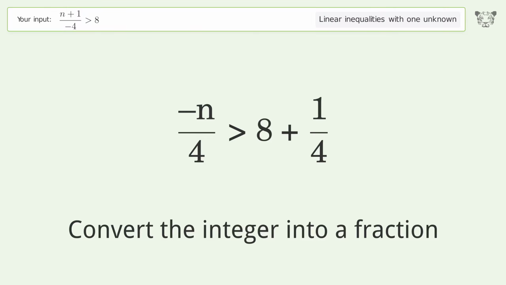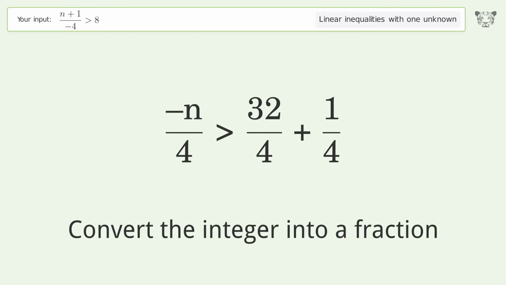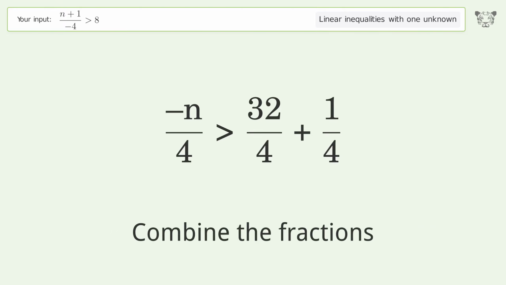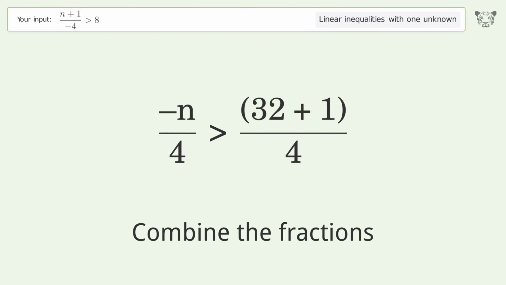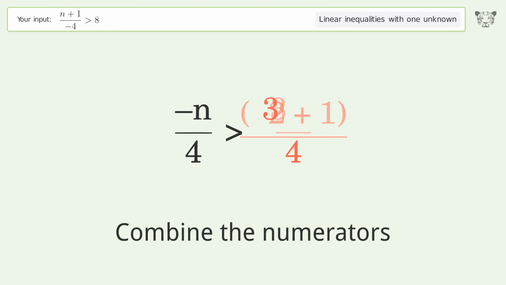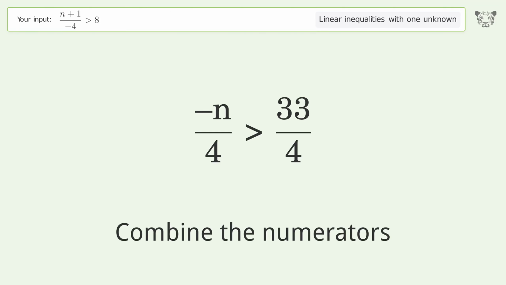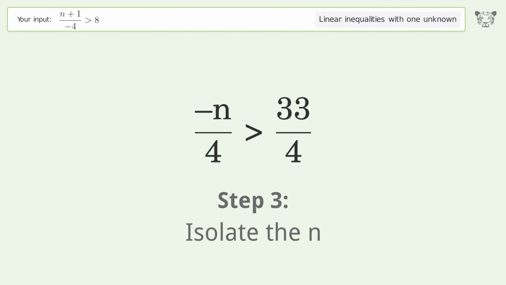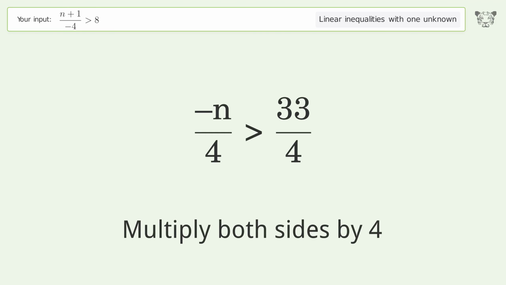Convert the integer into a fraction. Combine the fractions. Combine the numerators. Isolate the n. Multiply both sides by 4.